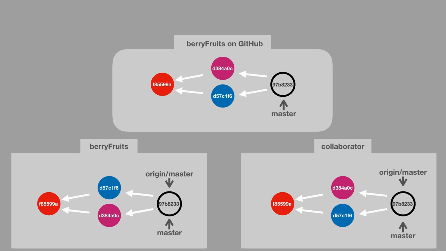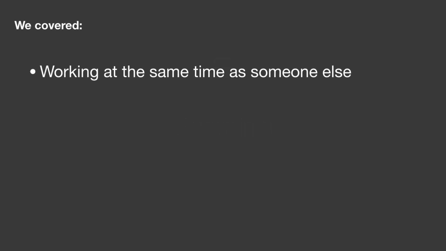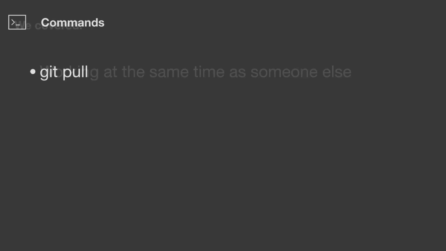So in this lesson, we saw that whenever we collaborate with other people on a project, and for some reason we work on the same branch, we first need to always fetch their changes before we're able to push our own. We have to stay up to date with the work that has been done, and then we can contribute more. So now let's quickly overview. In this lesson, we covered working at the same time as someone else, and we introduced the git pull command. That was it for this lesson. See you at the next one.